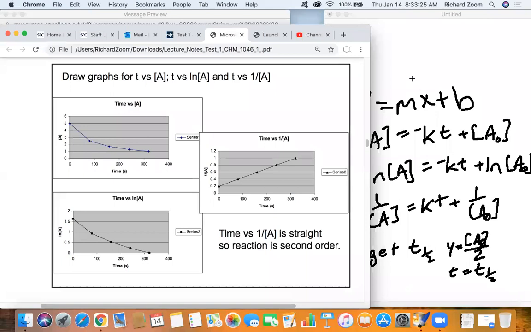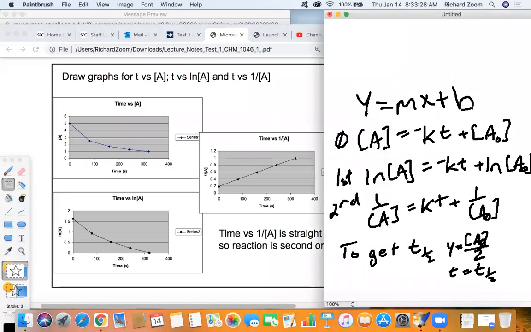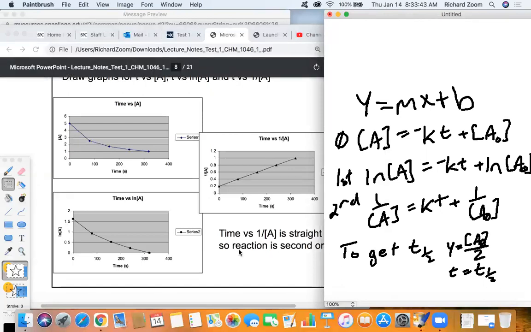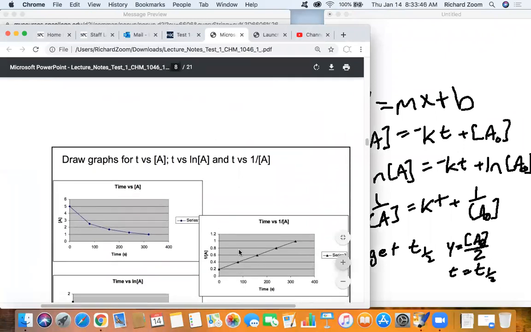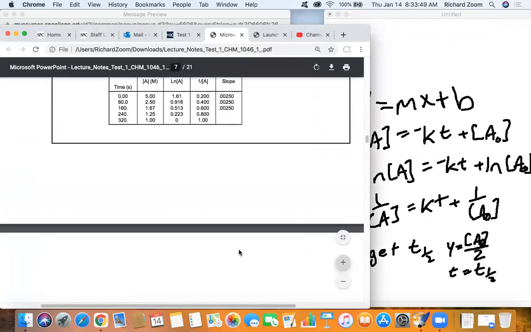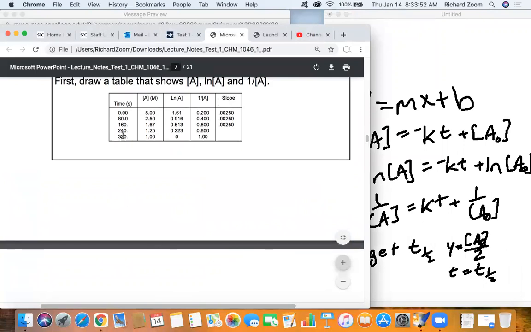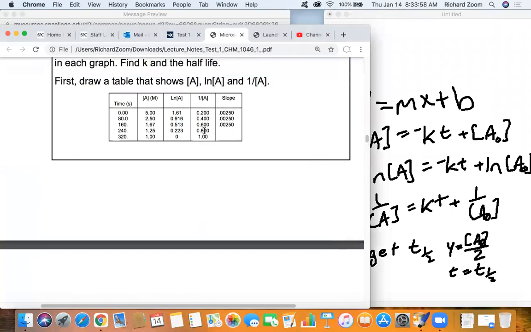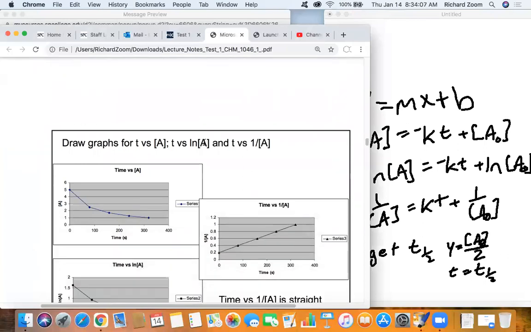Now, if you remember, the integrated rate laws all take the form of a straight line. So whichever one of these pops out to be a straight line, that's the order. In this case, it was the 1 over A that came out to be the straight line, which is second order. So I know from this that the reaction is second order, because when I drew these points, time versus A, time versus log of A, time versus 1 over A, this one came out to be the straight line. Does anybody have any questions?